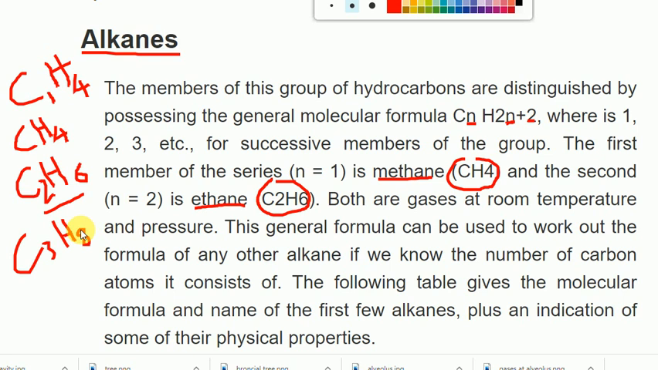Why do we call them propane, ethane, methane? We will discuss that later when we discuss nomenclature and the naming of these compounds. What you need to know for alkanes is that we use the formula here. If it is 4, it will be C4. How many H? C4H: 4 times 2 is 8, plus 2 gives 10.